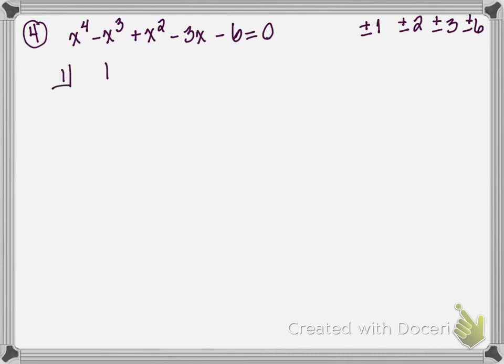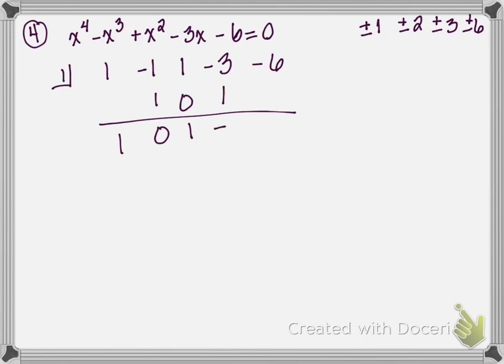Now I'm going to write down the coefficients. I'm using synthetic division. I bring the 1 down. 1 times 1 is 1. -1 plus 1 is 0. 1 times 0 is 0. 1 plus 0 is 1. 1 times 1 is 1. -3 plus 1 is -2. 1 times -2 is -2. Does that work? No.